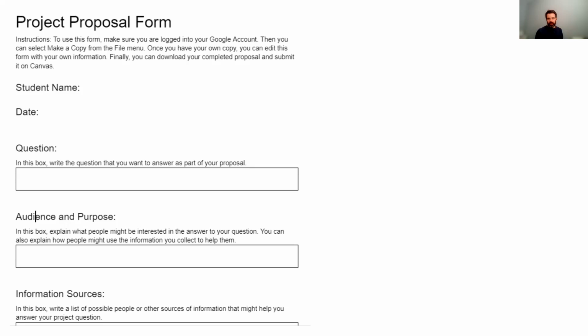Once you have completed your form, you can download a copy and upload it to Canvas. Just remember that when you try to access this form, you cannot edit it because it is my form. You have to make a copy. So if you go to the File menu and go down to Make a Copy, then you can have your own copy. You just need to make sure that you are logged into a Google account. Otherwise, you cannot make a copy.